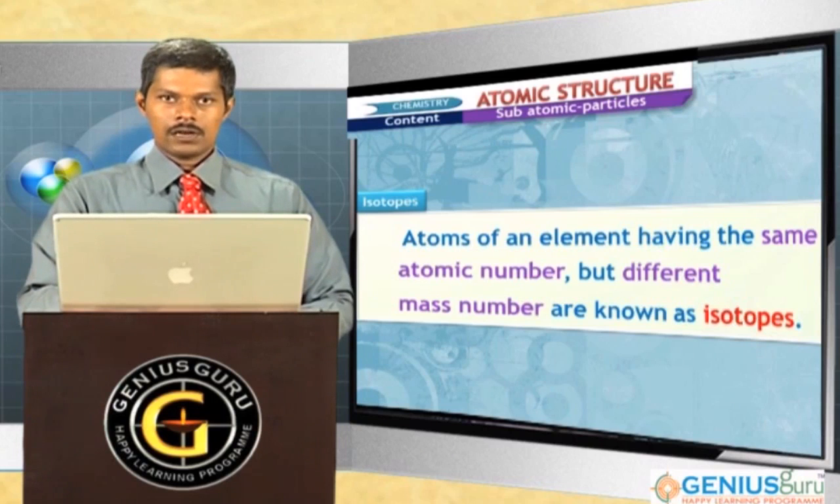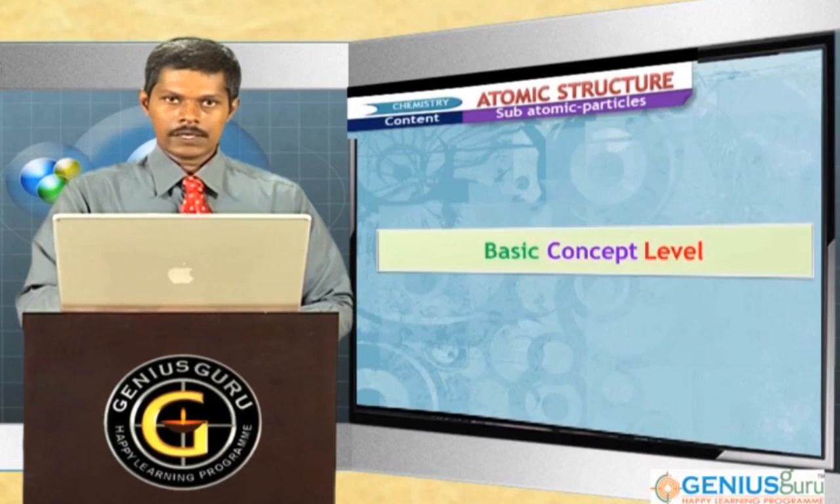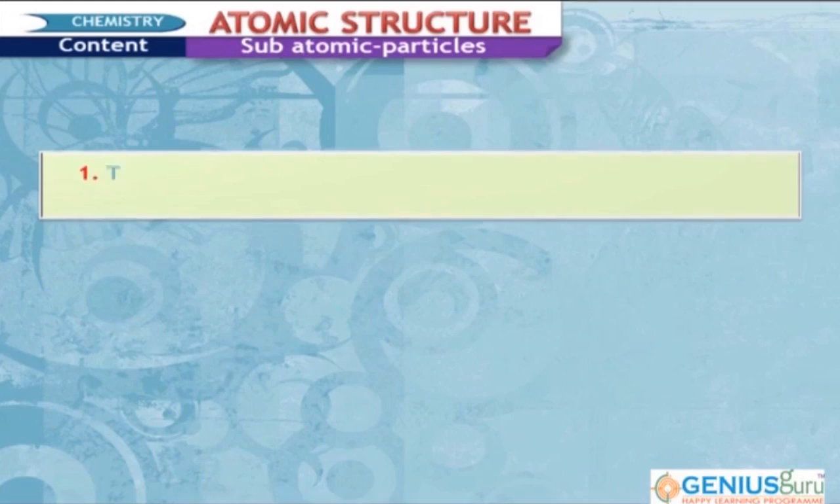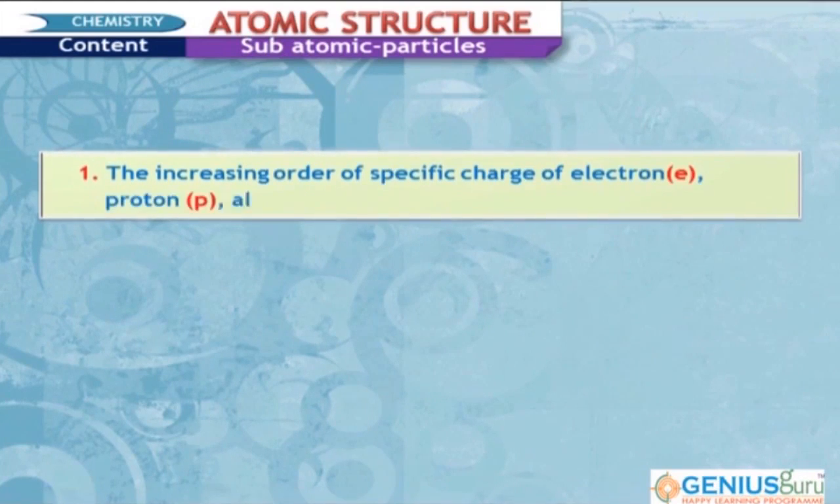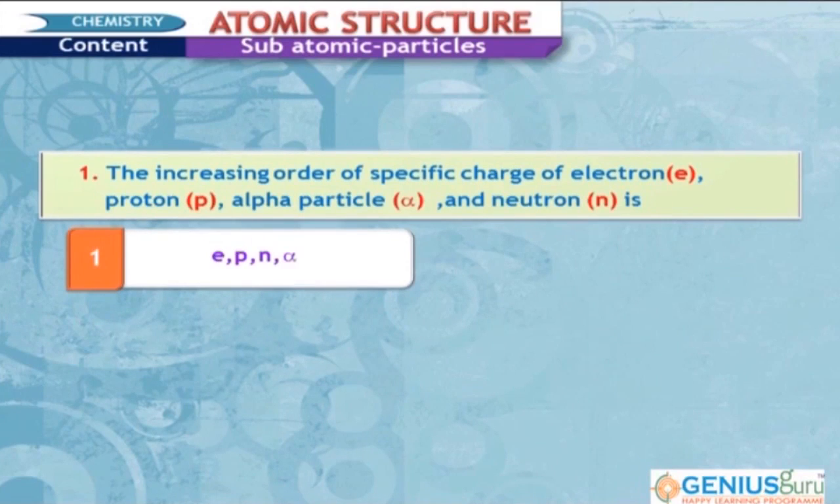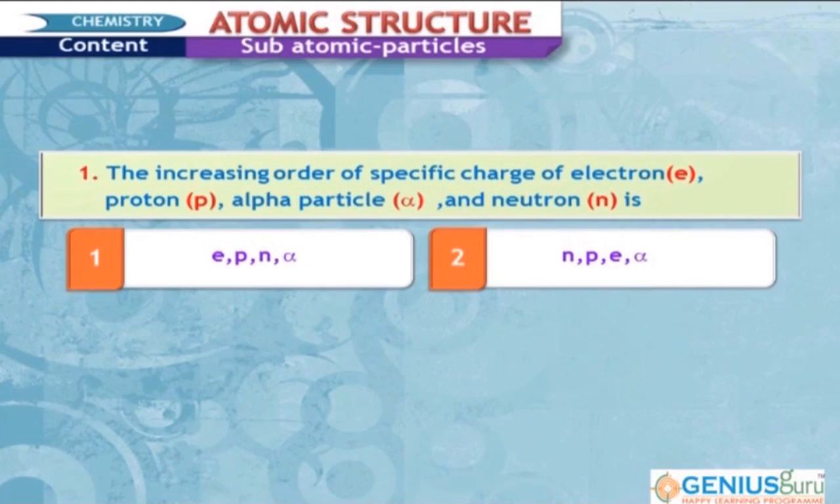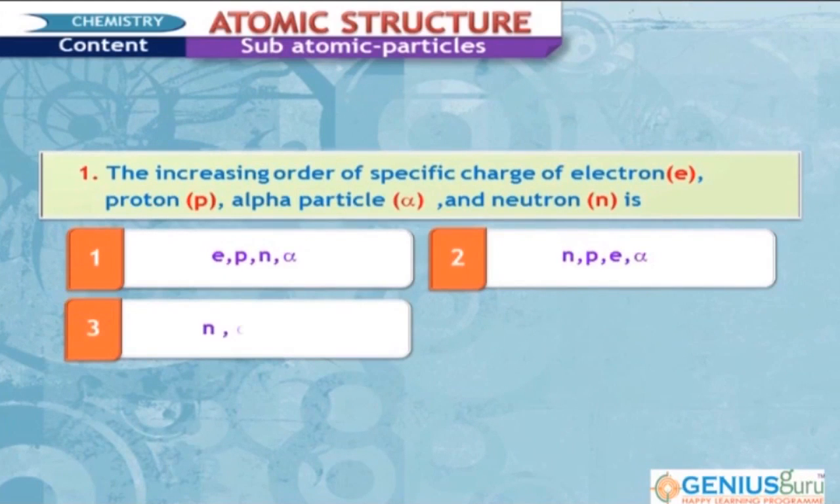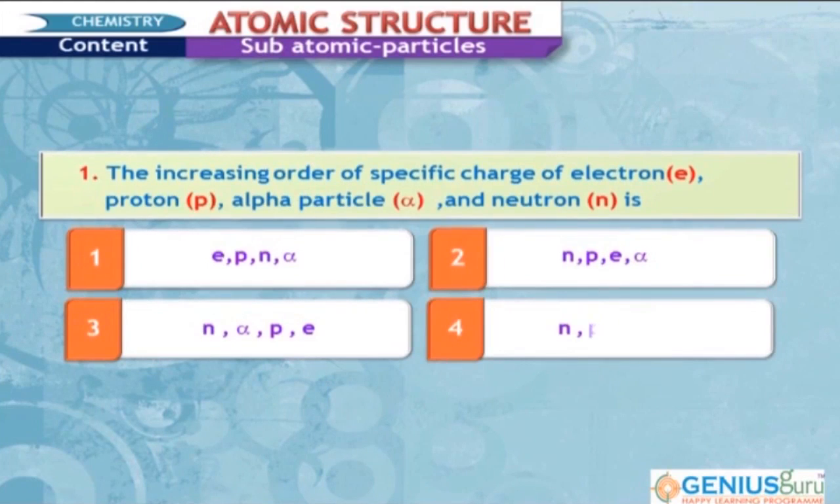Using this knowledge of subatomic particles, let us try to solve some model questions. The first question is, the increasing order of specific charge of electron, proton, alpha particle and neutron is. The options are: first, electron, proton, neutron, alpha. Second, neutron, proton, electron, alpha. Third, neutron, alpha particle, proton, electron. And fourth, neutron, proton, alpha particle and electron.